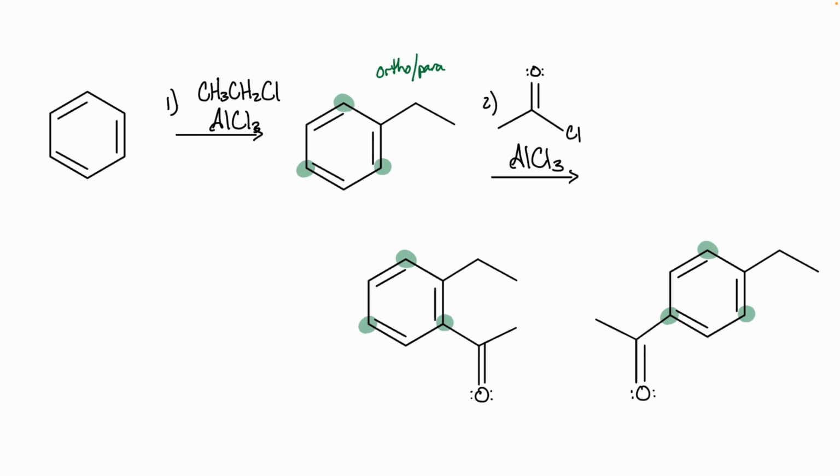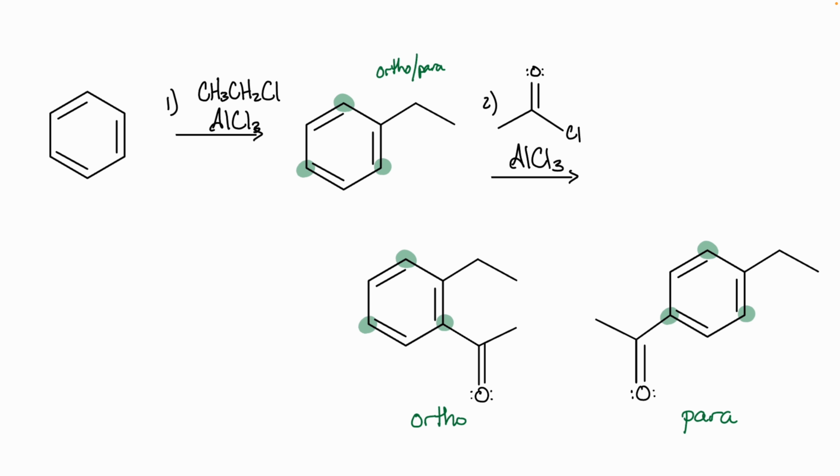All right, so we get a mix of that ortho and that para product. Which one do we think we would get more of? The ortho or the para? The para. Why the para? Because those big groups are further apart, right?